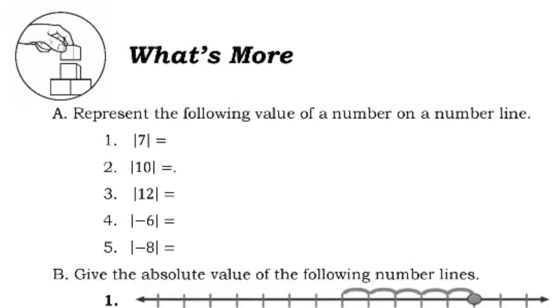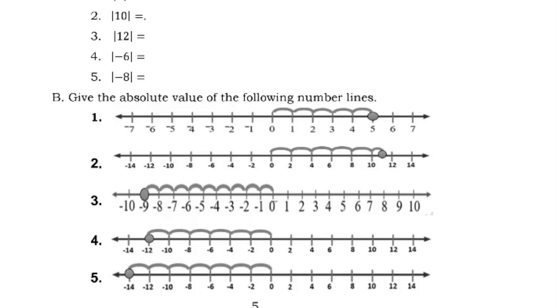The next one is what's more. A, represent the following absolute value of a number on a number line. You're going to answer this one just like in the example a while ago. Then for B, give the absolute value of the following number lines. So you have there the drawing.